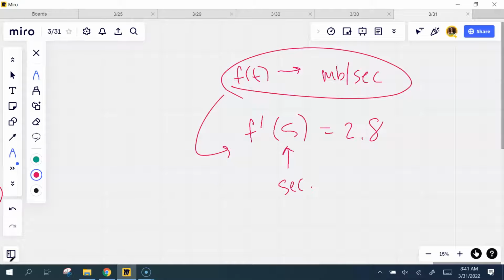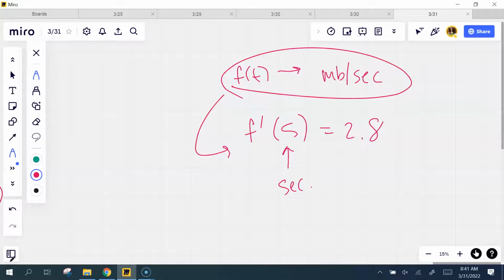Agree? So it's got to be B. So the first rate, f of t will be a, but then that derivative. Right.